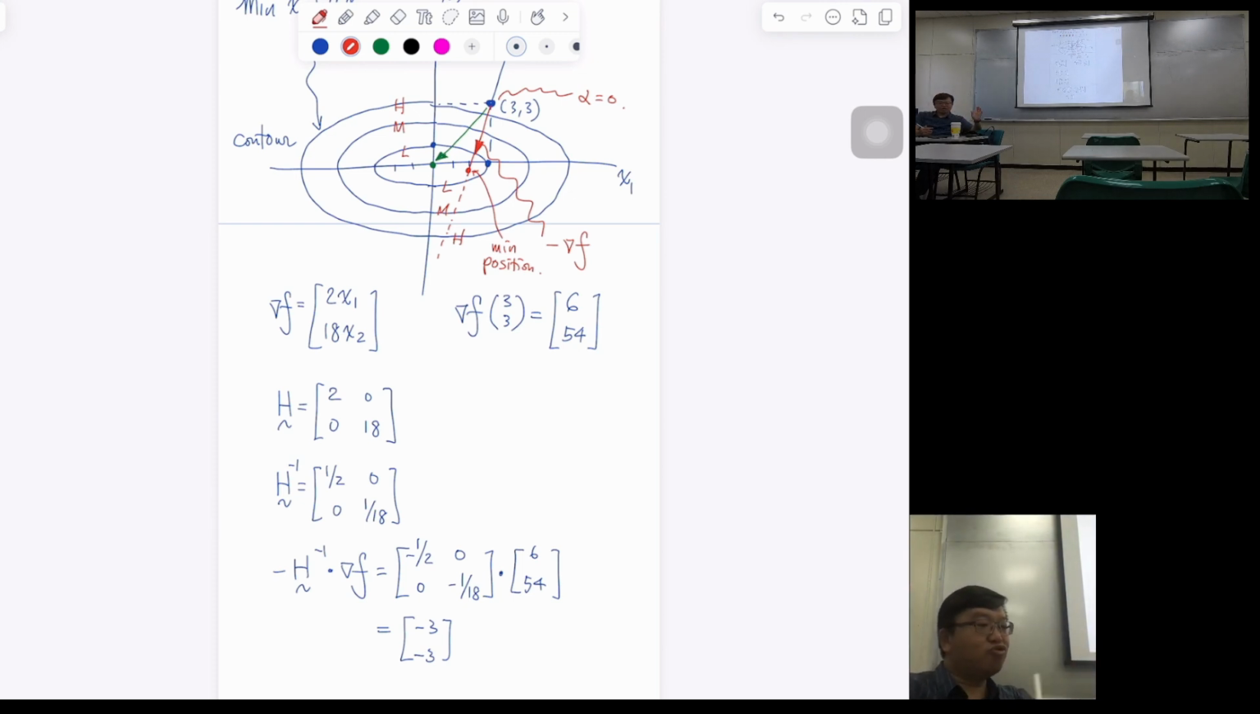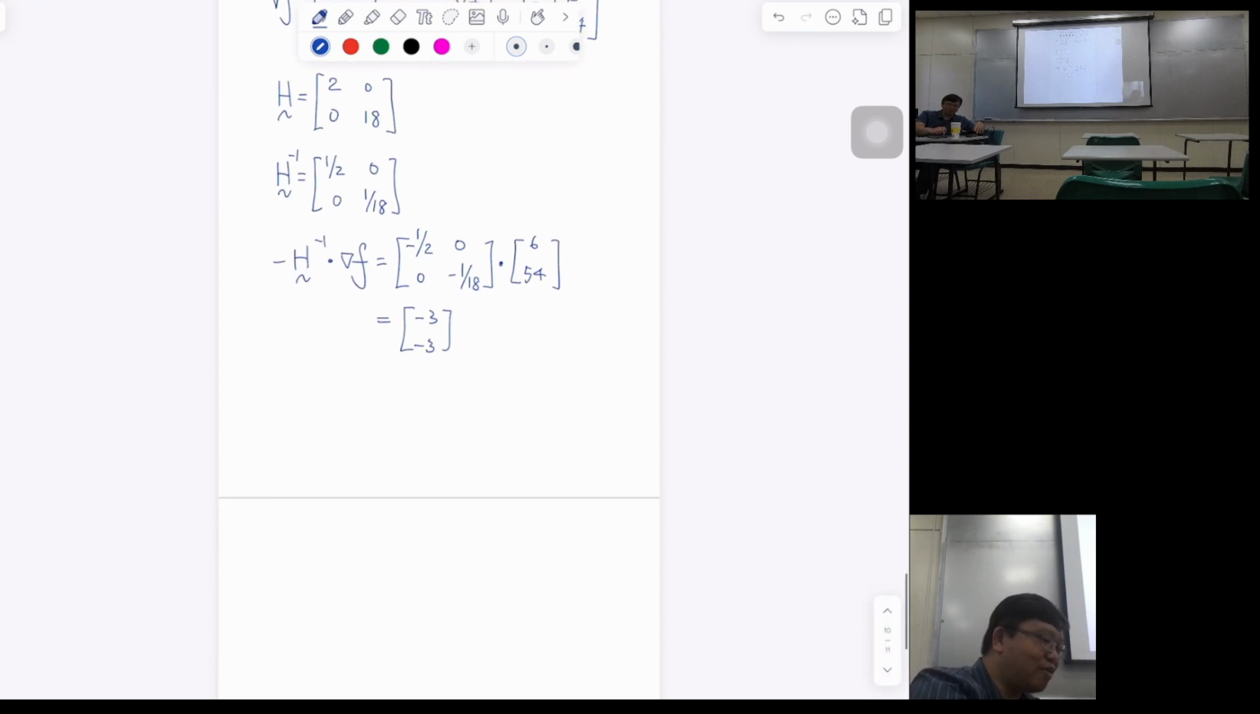And if you Google for line search, there are many other ways. I don't like those methods. I never use them. But if you are interested, there's a method called bisection. And the other one is golden section.